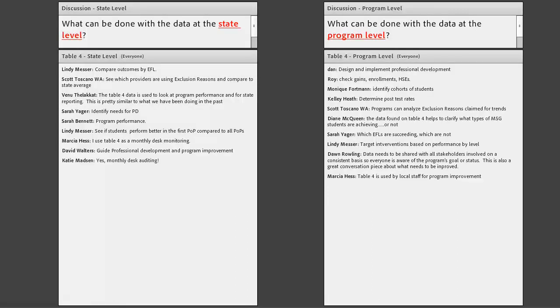Some of the responses we've received so far: what can be done with the data at the state level, compare outcomes by EFL, identify needs for professional development, program performance, monthly desk auditing or desk monitoring. Any other, anything that hasn't been listed here that Larry or anyone else wants to add to this list?